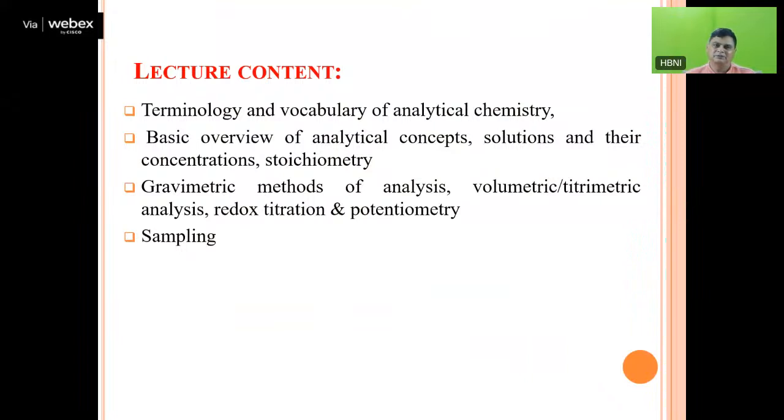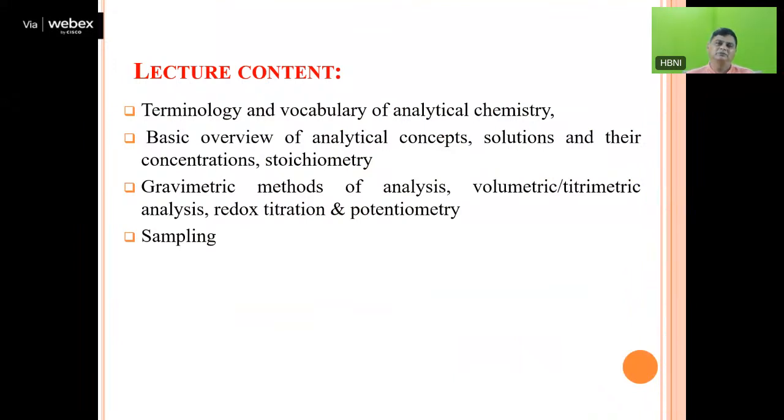Then we'll proceed towards how analytical chemistry progresses. First comes the gravimetric method of analysis, then volumetric or titrimetric analysis, redox titration, and potentiometry. And then, of course not in today's lecture, we'll go for the spectroscopic techniques. And at the end of this lecture, we are going to talk about sampling.